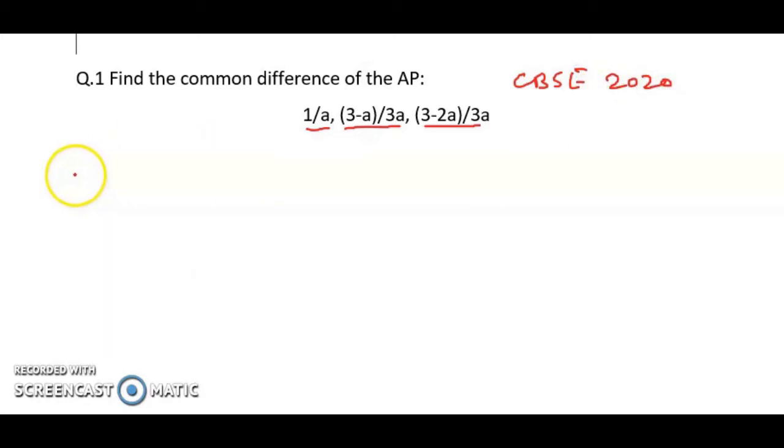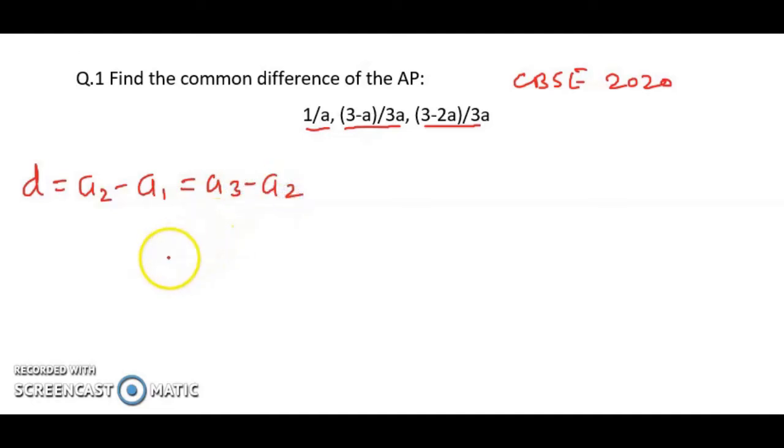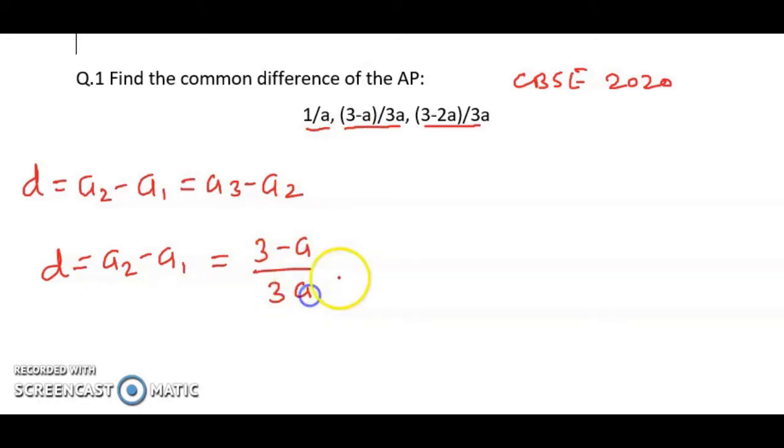We know the formula to find the common difference. Either you can use a2 minus a1 or you can use a3 minus a2, whatever you like. Let's take here the formula a2 minus a1. So a2 is the second term, that is given (3 minus a) divided by 3a, minus a1, that is the first term, that is given 1 upon a.